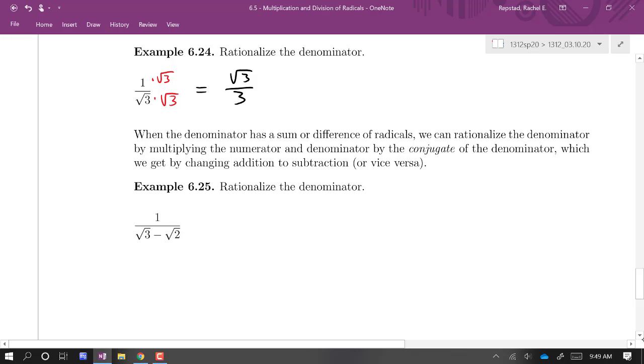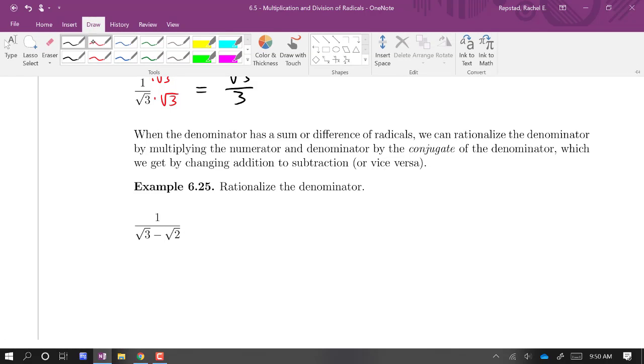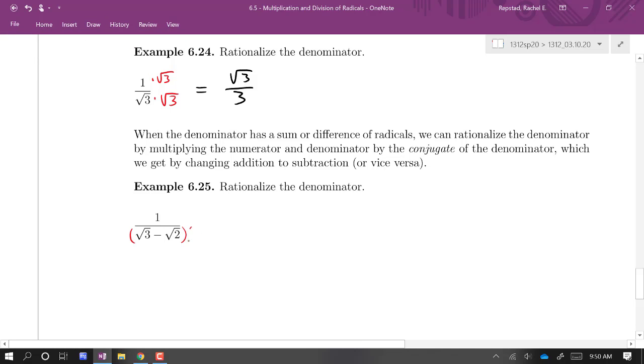So what does work is multiplying the top and the bottom by the conjugate of this expression. So if you're adding or subtracting 2 terms, the conjugate of that expression is what you get when you just change this, from a minus to a plus, or from a plus to a minus. So I'm going to multiply the top and the bottom by root 3 plus root 2. Now on the top, that's pretty simple to see what we get, because I'm just multiplying it by 1. On the bottom, we have to FOIL.